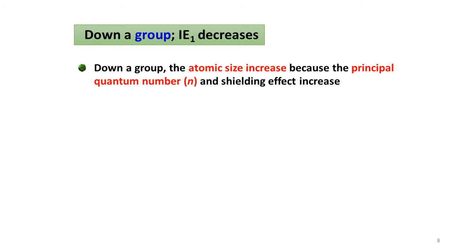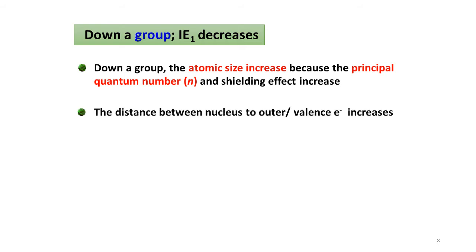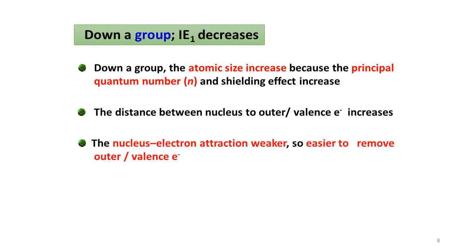Going down a group, ionization energy decreases. The atomic size increases because the principal quantum number, n, and shielding effect increase. The distance between nucleus and outer valence electron increases. The nucleus-electron attraction is weaker, so it is easier to remove the outer valence electron. Less energy is needed to remove the electron.